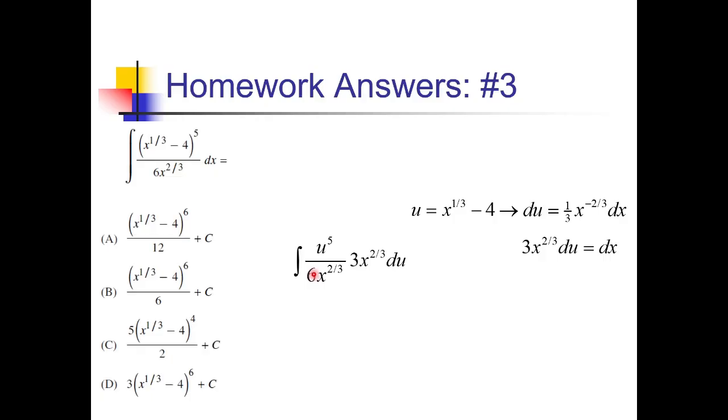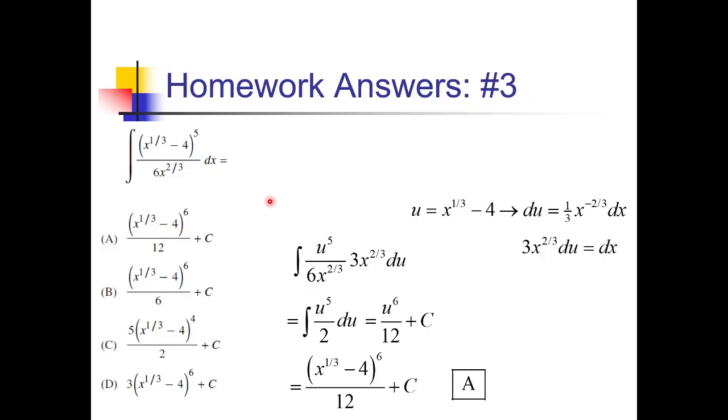So we can call this 1/2 u to the 5th du. And now if I take that antiderivative, bump that up to a 6, divide by 6, so we're going to have u over 12, or u to the 6th over 12 plus c. And then as a last step, we're just going to swap the x to the 1/3 minus 4 back in for u. So like so. And then let's see if that matches an answer choice. Looks like that's answer choice A.